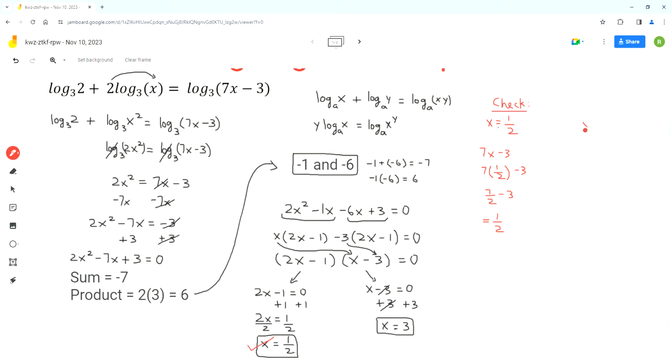Now we can check for x equals 3. So if we sub in x as 3, again 7x minus 3 will be a positive value, because it will be 7 times 3 minus 3. So this will be 18. And for x equals 3, the second x log term will be a valid term. So that means x equals 3 is also a valid solution. So in this case, both solutions are valid.